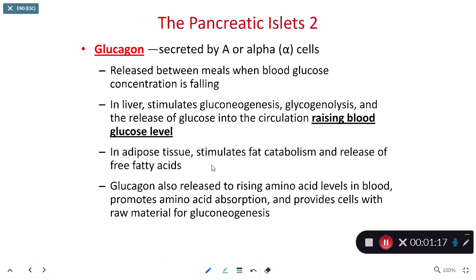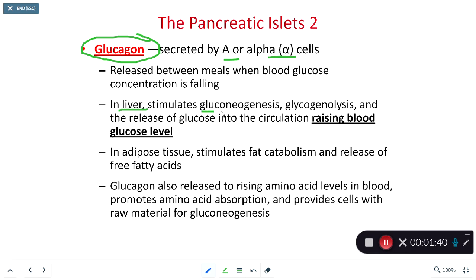The first hormone that we're going to talk about is going to be secreted by the A or alpha cells. This hormone is going to be glucagon. Glucagon is a hormone that's primarily going to raise blood sugar. So when we think glucagon, this is a hormone that's going to act on the glycogen. Glucagon will travel to the liver, and within the liver, it's going to stimulate a couple processes.